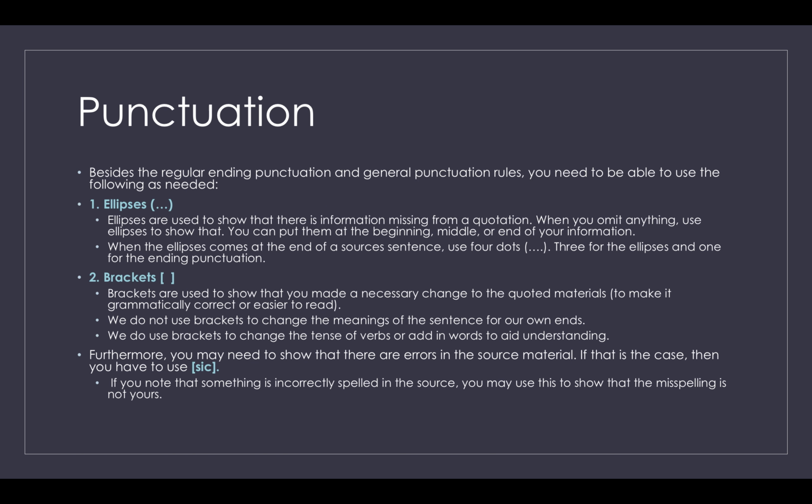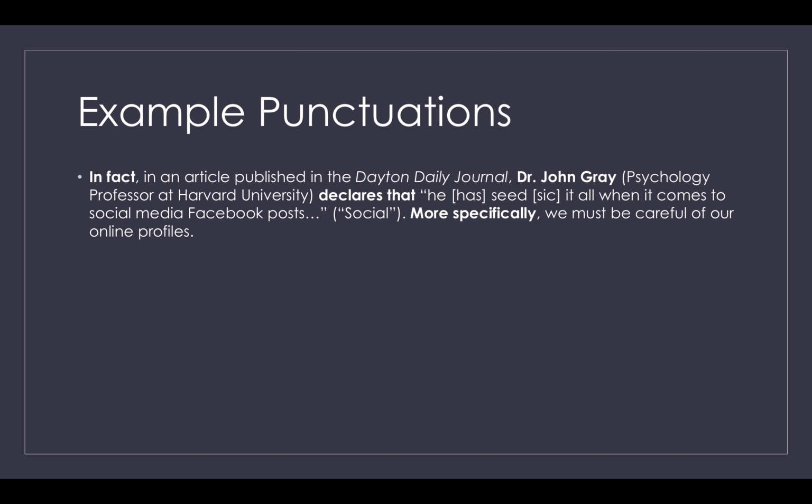Brackets are used basically to show that you made a change that was necessary to the quote just for understanding. So if you had to put in a different word because your tense is different than the tense of the quote, that would work. If the quote was in past tense and you needed to make it present, you had to change was to is. You would put is in a bracket in place of was. And then lastly, sic is used to indicate that something is actually an error in the original material, but you're reprinting it knowing that it's an error. So basically use this for misspellings or misprintings. So here's an example.